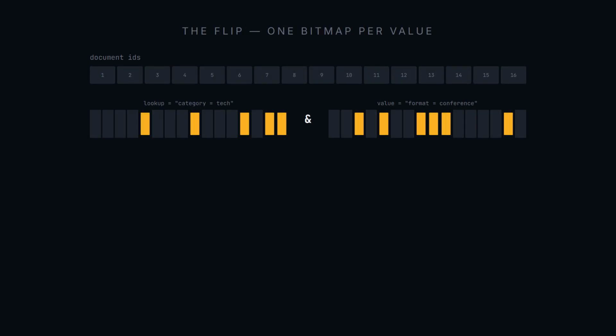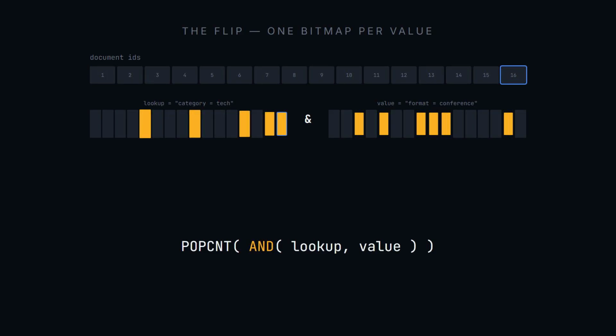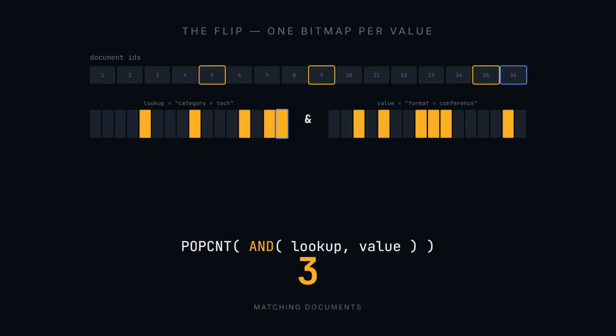Now we change the problem. Instead of a counter per attribute value, we build 1 bitmap per attribute value. The bit at position ID is 1 if that document has that value, 0 otherwise. Then a facet count is the pop count of the AND of 2 bitmaps. This is not a new idea. It is the same idea as the GIN index in Postgres or Lucene's postings list.